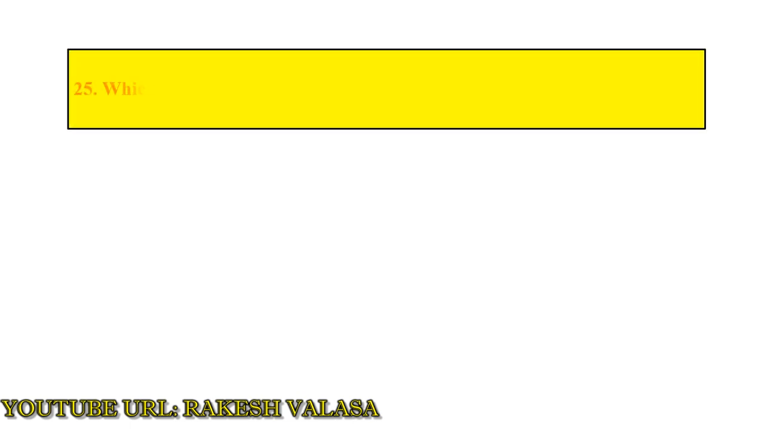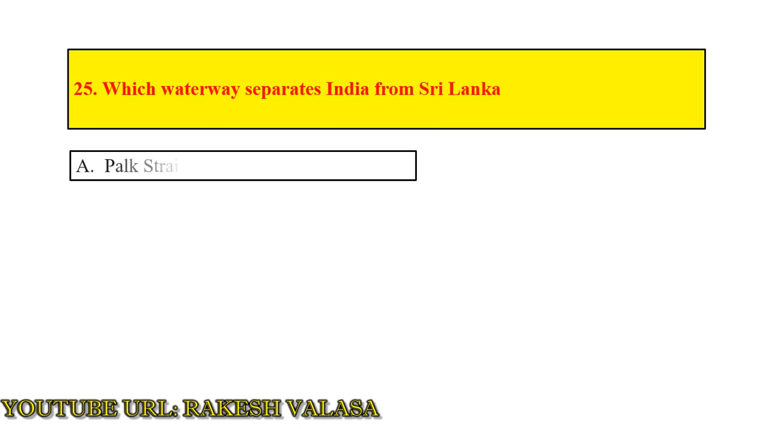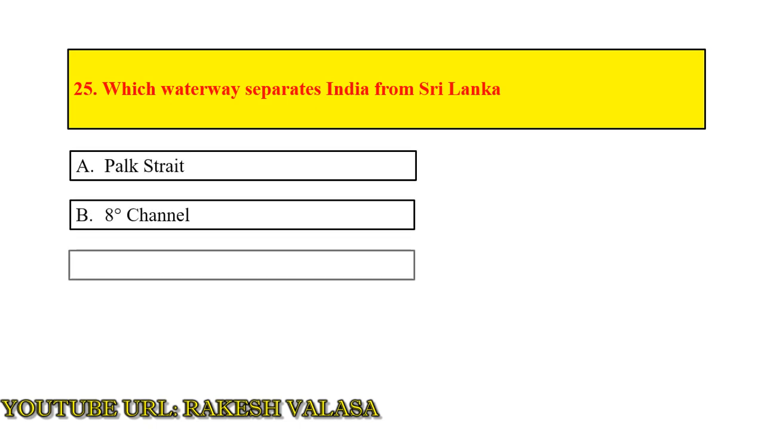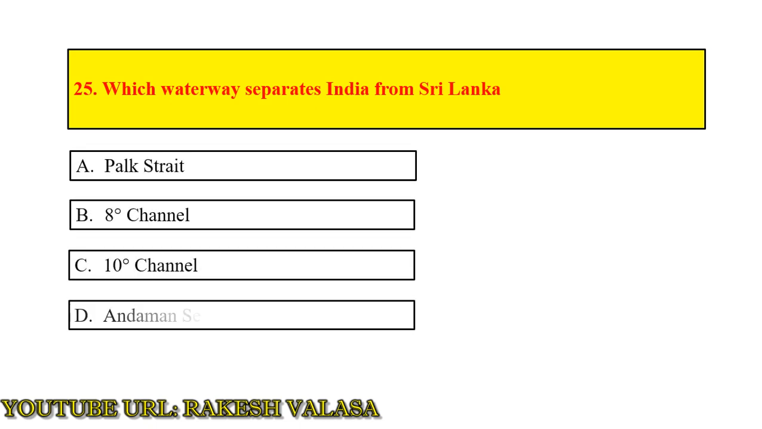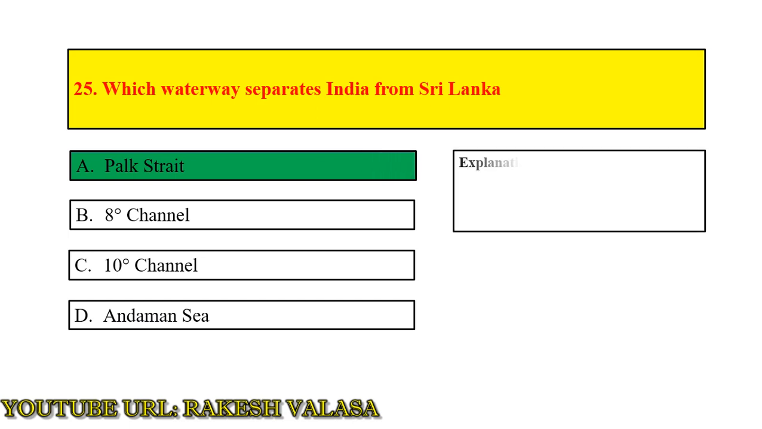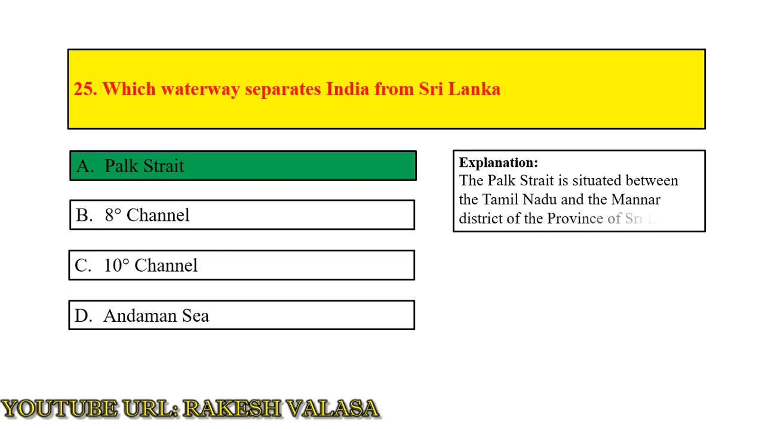Question number 25. Which waterway separates India from Sri Lanka? Answer. Palk Strait. Explanation. The Palk Strait is situated between Tamil Nadu and the Mannar district of the northern province of Sri Lanka.